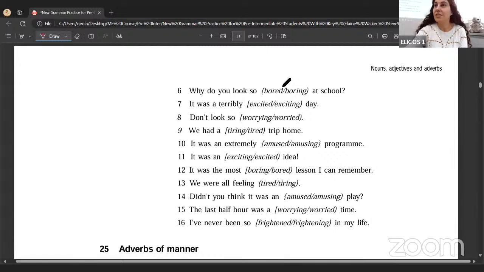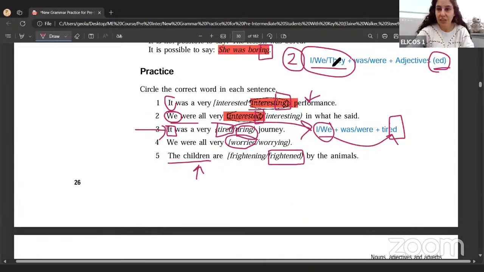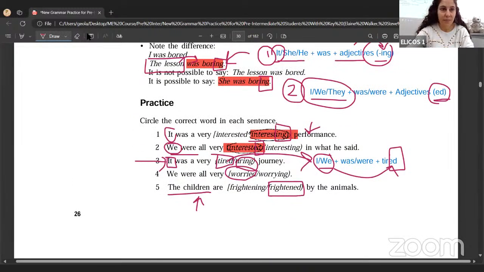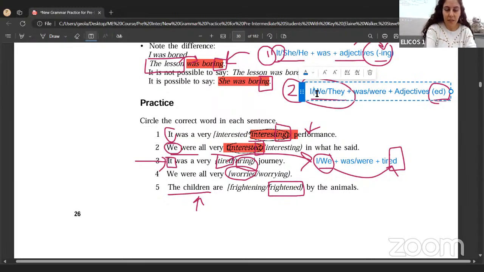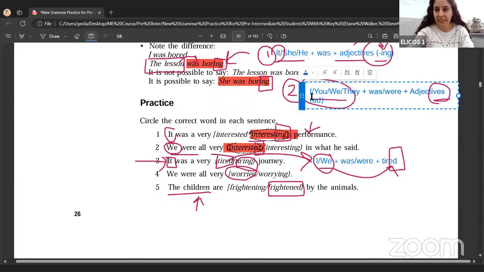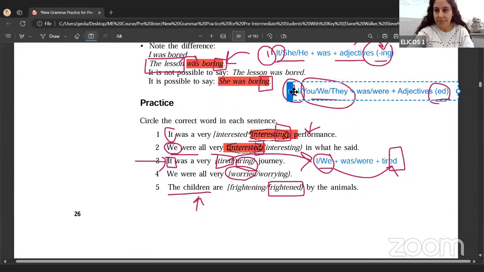Why do you look so? Two. Yes. So let's go back to one of our rules. It looks like "you" is also in this -ed group. So you, I, we, they. And as I said, he, she, it is when you say it with the -ing, he, she, it only.